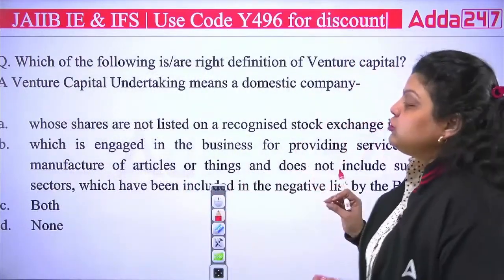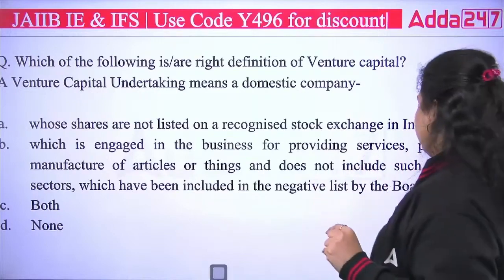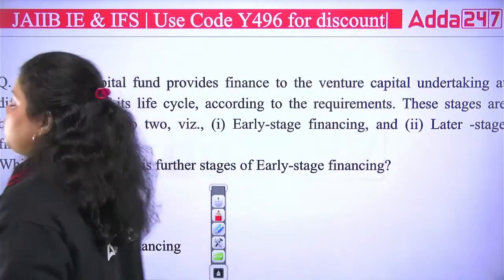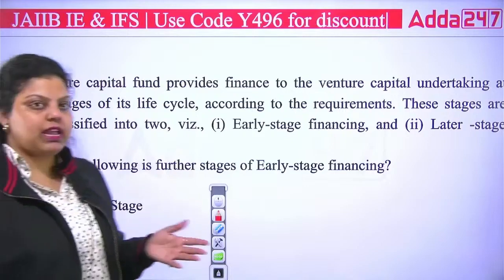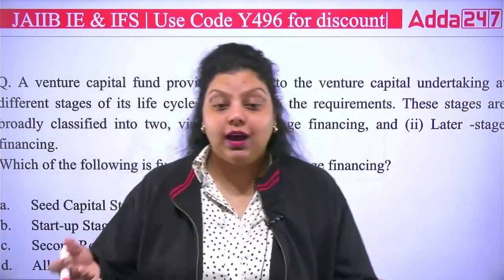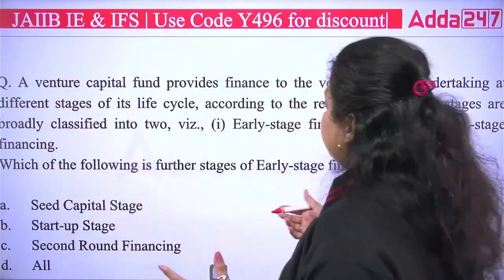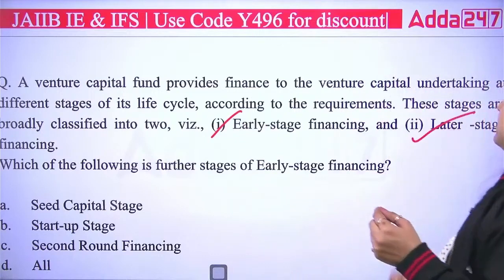Okay, the parties who participate in the venture capital, they are known as venture capitalists, who provide funds. So the right answer is C, that is both. Next we have in venture capital, there are two ways to raise the fund. Like now if venture capitals are providing fund to the startup, they are also raising funds somewhere. So from where they are raising funds, they have two stages. First is early stage financing, second is later stage financing.